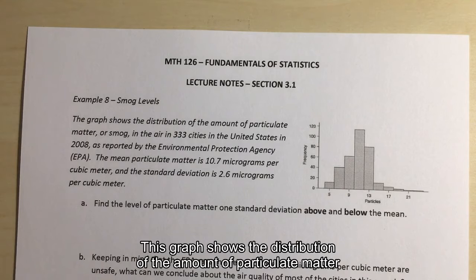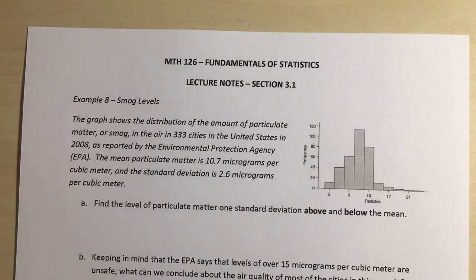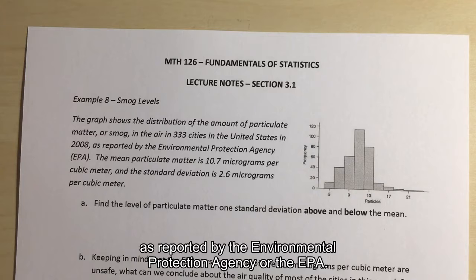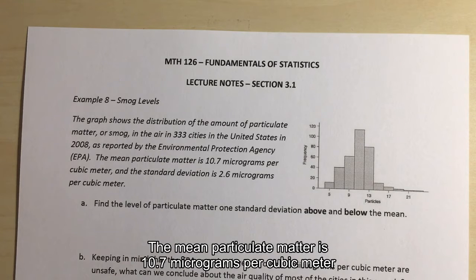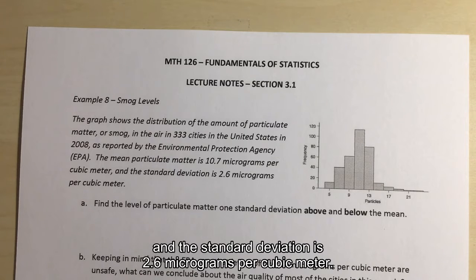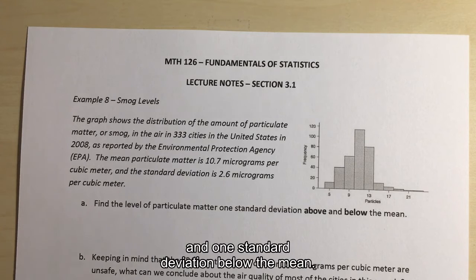So this graph shows the distribution of the amount of particulate matter or smog in the air in 333 cities in the United States in 2008 as reported by the Environmental Protection Agency, or the EPA. The mean particulate matter is 10.7 micrograms per cubic meter, and the standard deviation is 2.6 micrograms per cubic meter. Find a level of particulate matter 1 standard deviation above and 1 standard deviation below the mean.